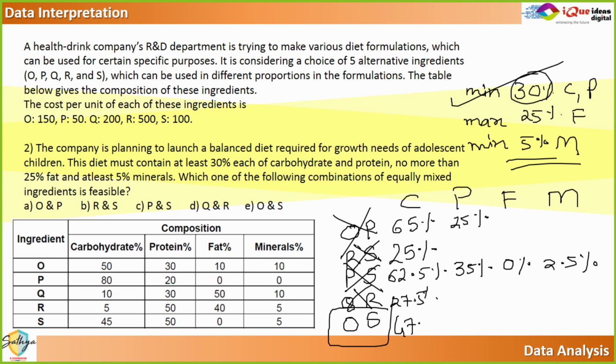carbohydrate requirement is bang on. For O and S, 30 plus 50, half of 80 is 40% protein, which is also taken care of. 10 plus 0 is 10, 5% fat matches the criteria. 10 plus 5 is 15, half of that is 7.5, minimum 5% it matches. So my best possible combination has to be O and S.